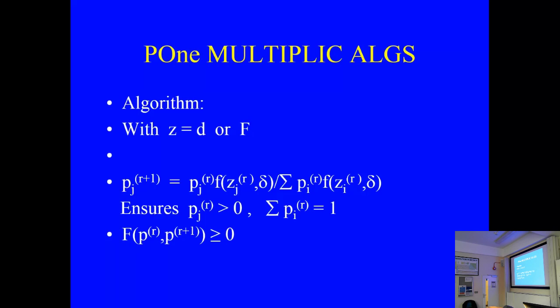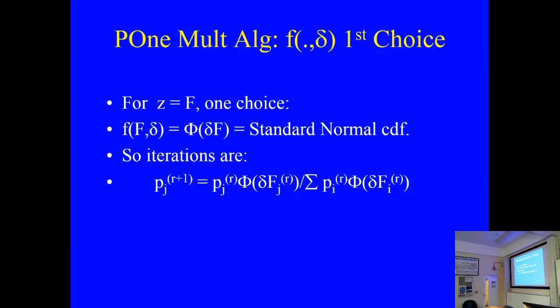And the algorithm, this multiplicative algorithm, is of this form. We take current weights, multiply them by this function f with argument z_j at the current iterate delta, where z is either d or the residual, and then scale so that we have summation to 1. It has been shown that the directional derivative at P_r in the direction of P_{r+1} is greater than or equal to 0. If we move from P_r to P_{r+1}, we're moving in an upward direction.